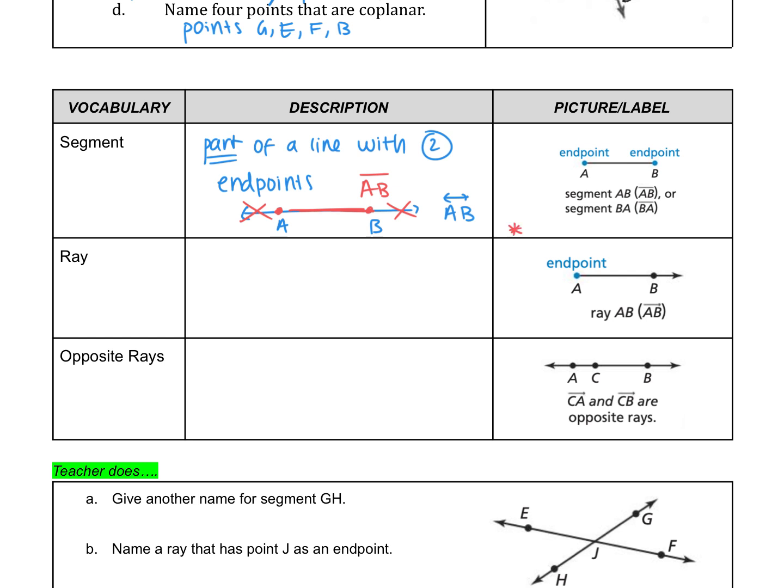Here is the biggest difference. When naming, you have to use the endpoints. For a line, you could use any 2 points at all that are on that line. But for a segment, we have to know where we start and where we stop.